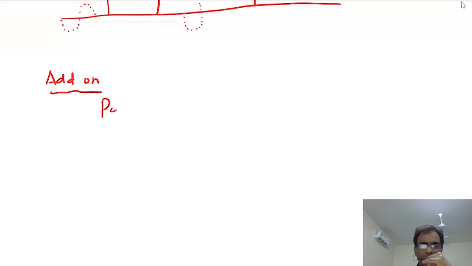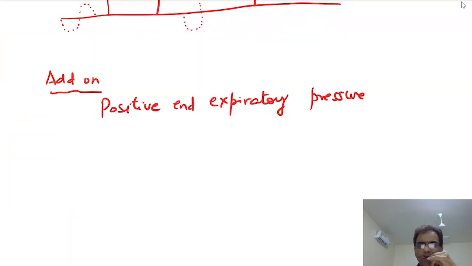The most common add-on mode is positive end expiratory pressure, PEEP. As the name suggests, we are giving positive pressure at the end of expiration. Otherwise, what happens during expiration? Alveoli collapse, so gas exchange cannot take place during expiration. But if you keep alveoli open even during expiration, gas exchange will take place even during expiration.